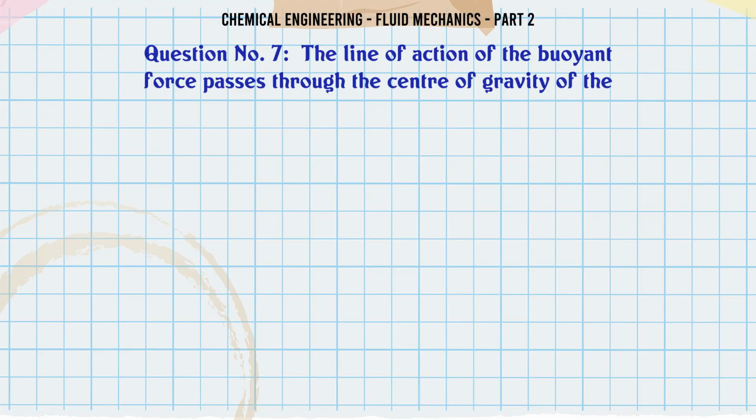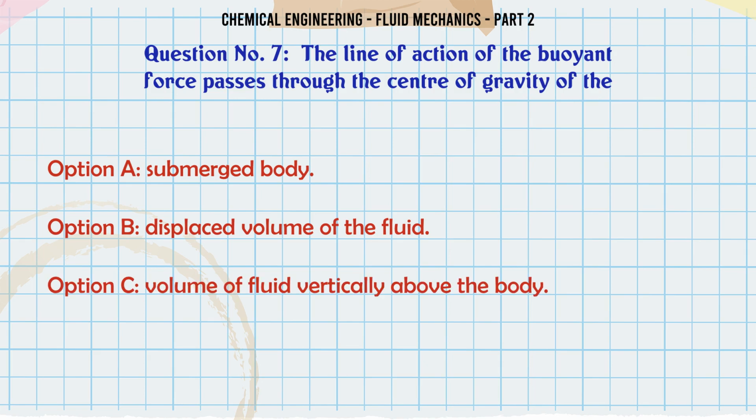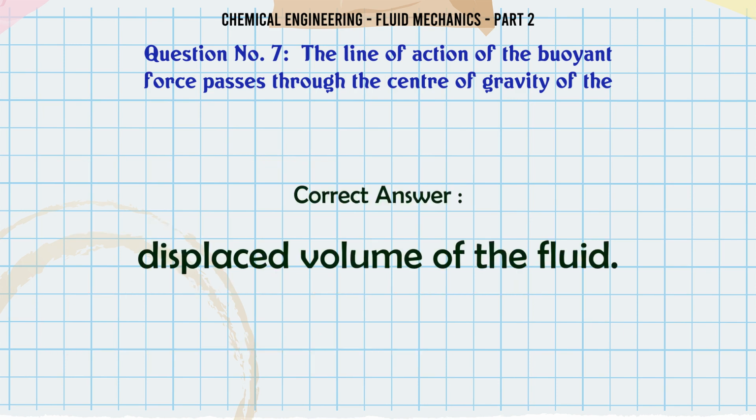The line of action of the buoyant force passes through the center of gravity of the: A. Submerged body. B. Displaced volume of the fluid. C. Volume of fluid vertically above the body. D. Horizontal projection of the body. The correct answer is displaced volume of the fluid.